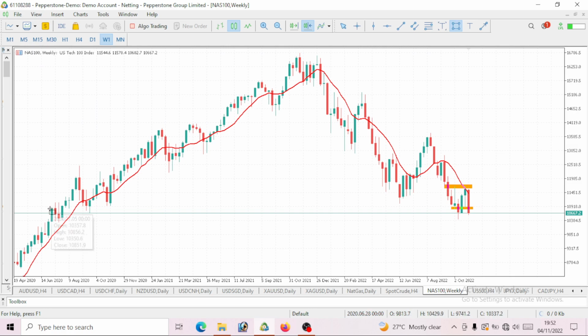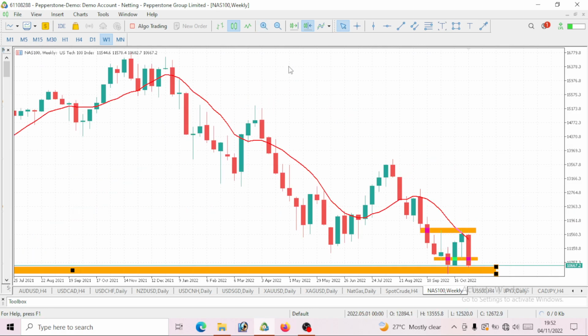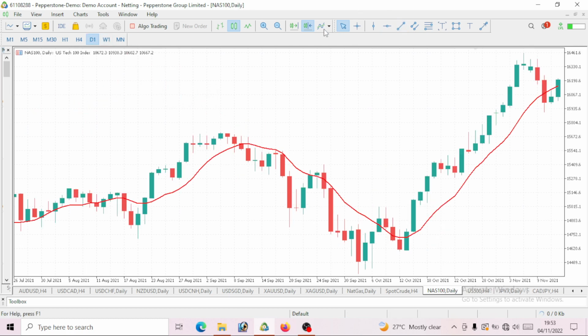So let's see if this price will actually break below this level. I will tell you how I'm going to place this trade, because I'm still expecting a bearish move, but I want this price to play out in a certain way before we would consider taking this trade. That would now take us to the daily time frame.